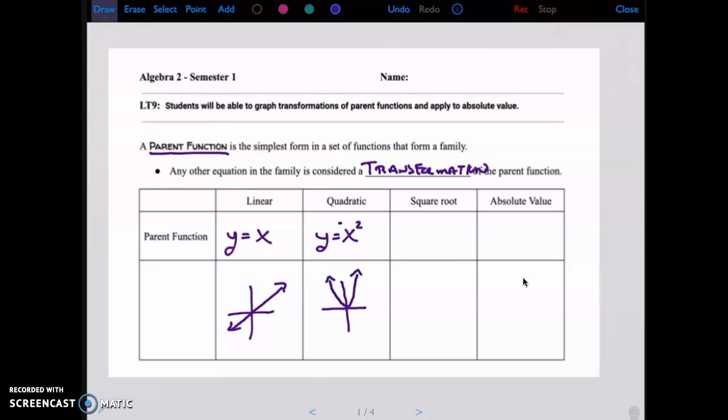A square root function looks like this, y equals the square root of x. So that's going to look like this. It's going to be kind of half of a sideways parabola. And then the absolute value function is going to look like this, y equals absolute value of x. And the absolute value is just how far you are from 0, and that's going to look like this. It's going to be a V, hard parabola.